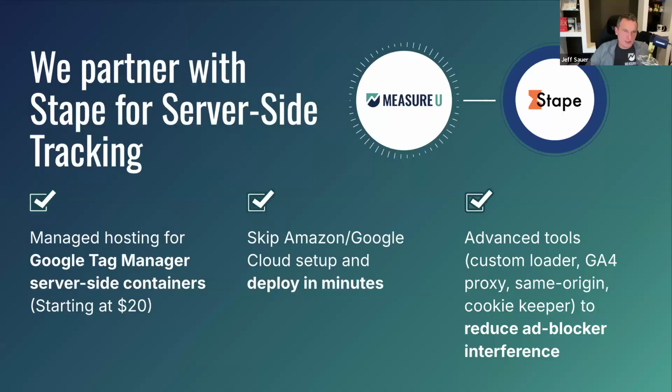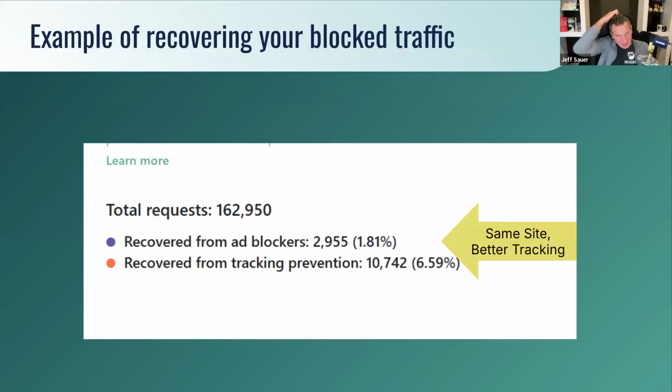ad blocker interference. Case in point, here's a case study on our own site, on our Profit School site. We installed Stape and we recovered 8% of our traffic, actually almost 9% of our traffic. Now, this is on a non-advertising site in the US. We've seen companies do as much as 40% or more data recovered in the EU from using server-side tracking. And if you're a heavy advertiser, you'll see higher numbers.